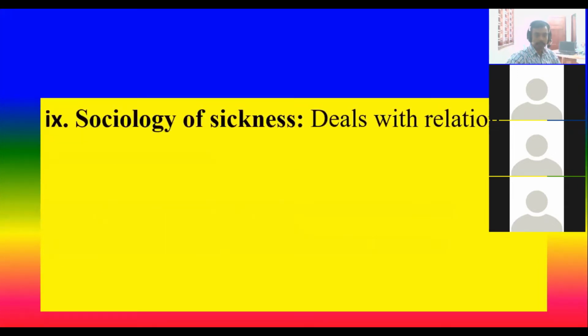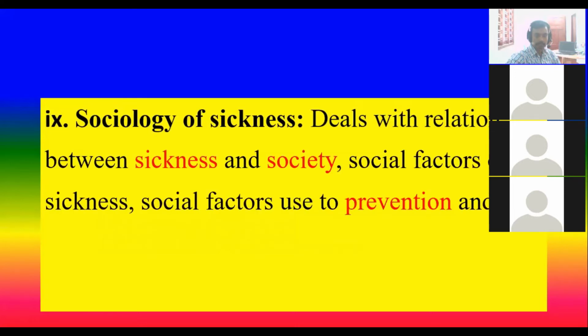Ninth one, sociology of sickness. It deals with the relation between sickness and society and prevention, mainly social dysfunctions due to diseases. Communicable diseases as well as non-communicable diseases cause sickness.